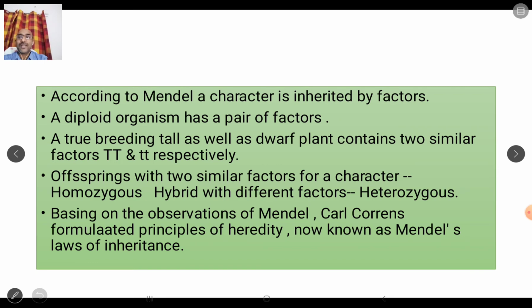Here there is some spelling mistake, single A. Okay, single A.